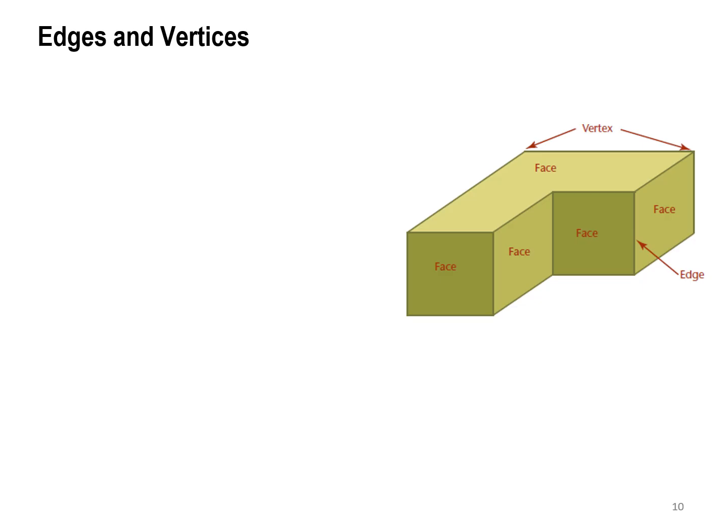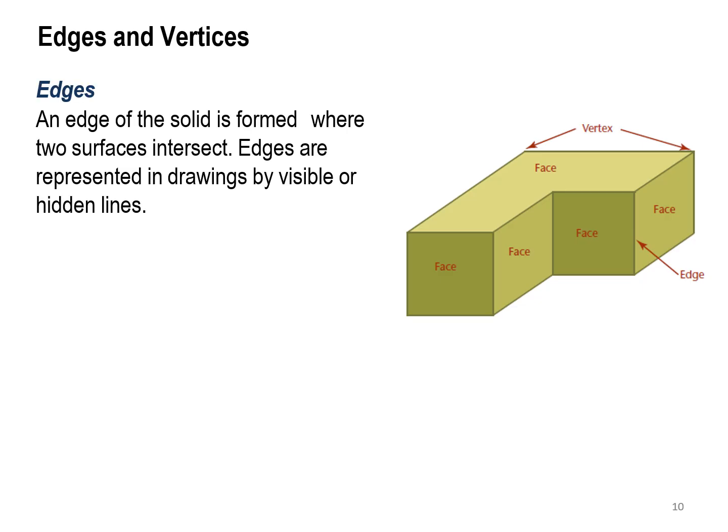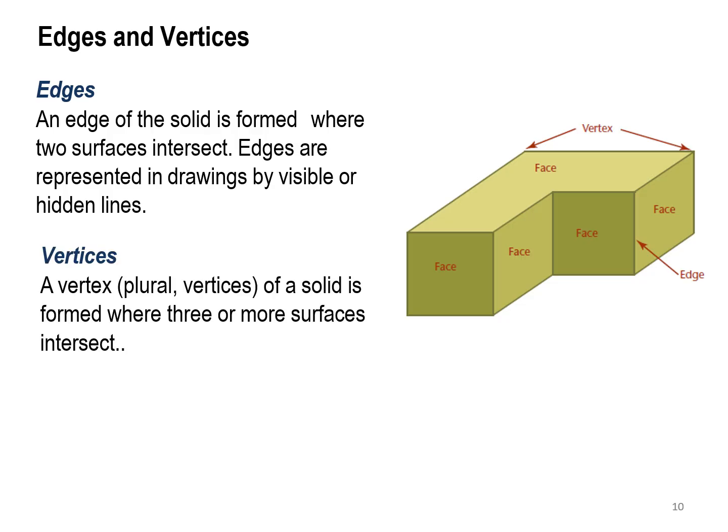Every solid is going to have edges and vertices. The edges of the solid are formed where two surfaces intersect. The edges are represented in the drawing by the visible or the hidden lines. The vertex, plural vertices, of the solid is formed where three or more surfaces intersect.